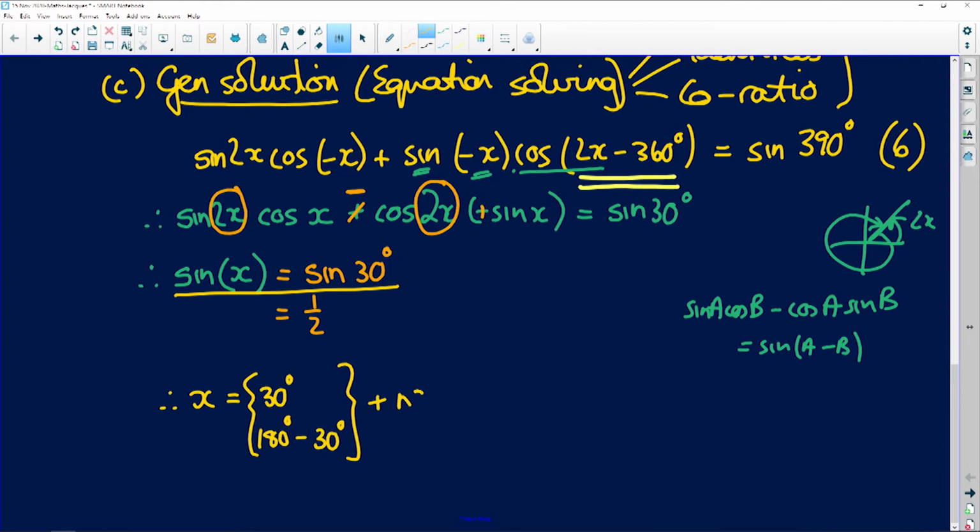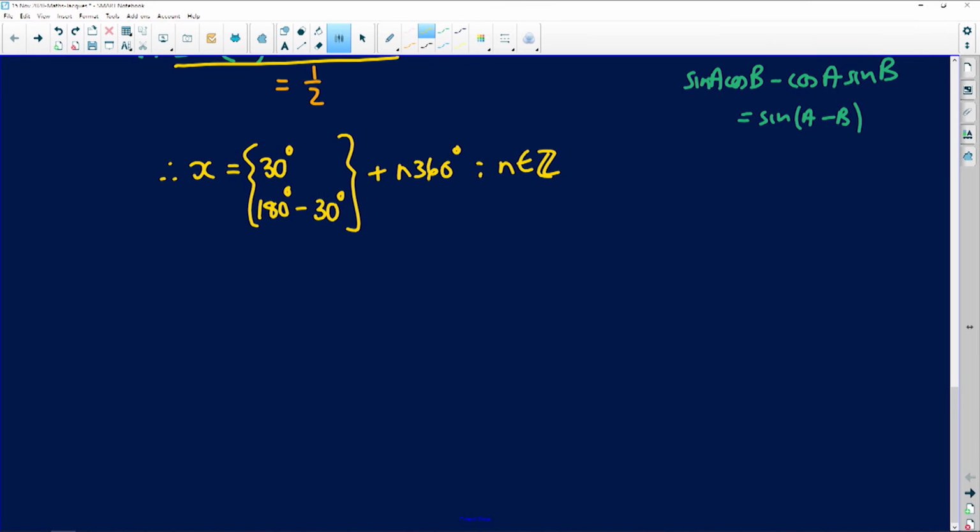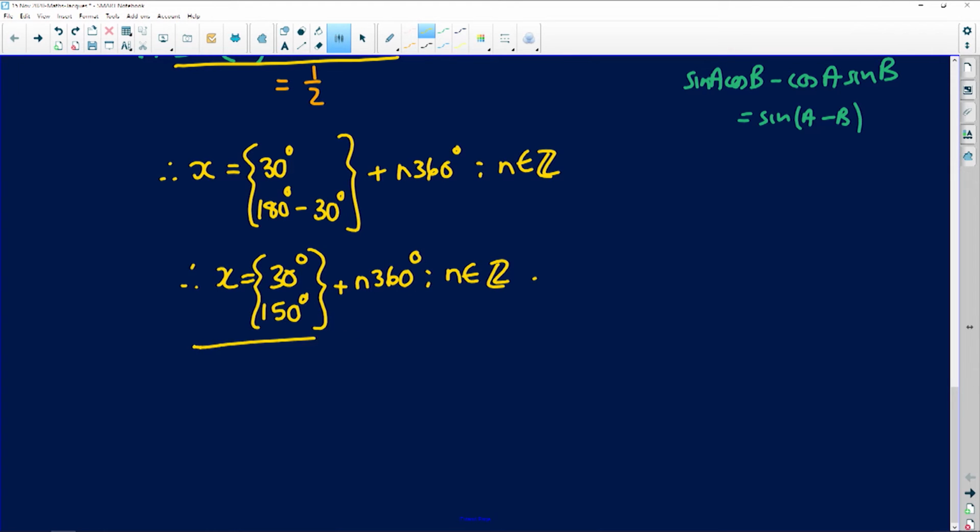Plus multiples of the period for sine, where n is an integer, and that finally just gives me x is 30, or 150, plus multiples of 360, where n is an integer.